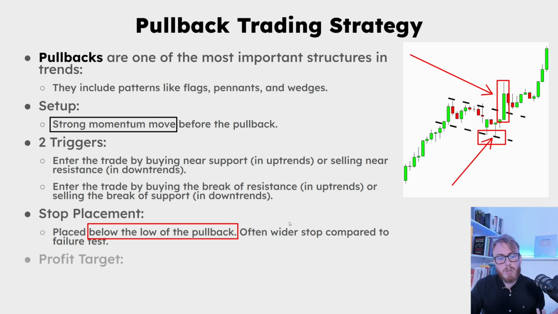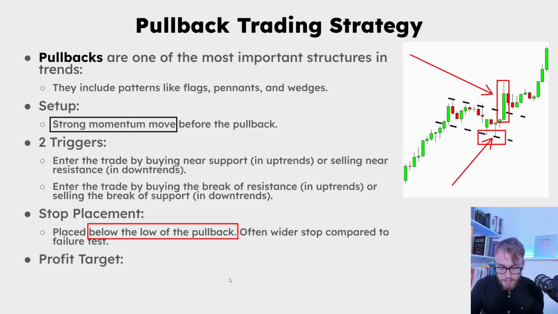But when it comes to pullbacks, we can actually allow for a wider stop, because many times it's hard to determine how deep a pullback will actually be. So it's possible that we enter and we get another counter trend leg against the direction of the trade, but this can still be a valid pullback. So at least in my personal opinion, I like a little bit wider stop loss when it comes to pullback trading compared to the failure test pattern.